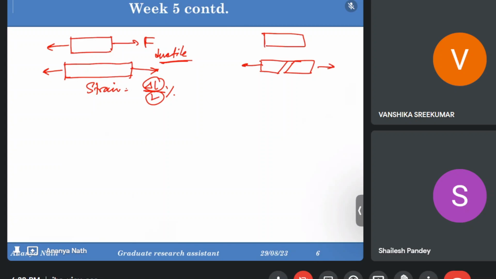It will try to get the strain or percentage elongation for some time, but after some time it will break. But a ductile material will have much more strain than a brittle material. That is the difference between ductile and brittle material. Up to this point we know that. So we are having some strain in the material. From outside we can see the strain, but what is happening inside? This is what I am trying to explain.